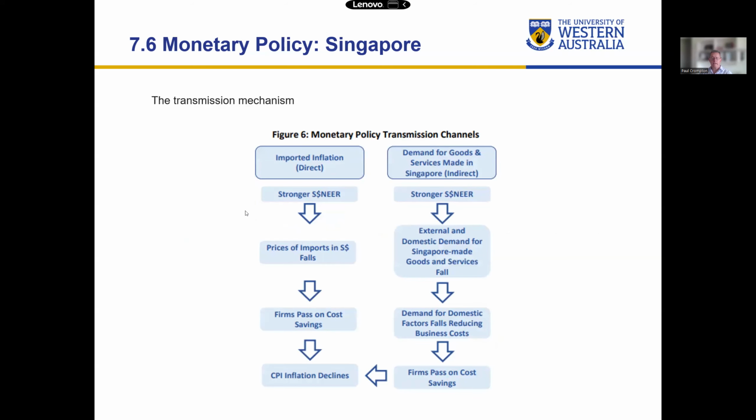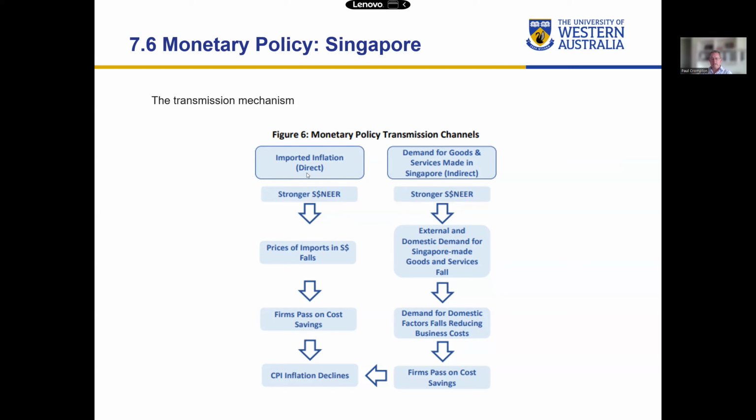And then this final slide for topic 7, what this is showing is the ways in which changes in the exchange rate in Singapore affect the inflation rate. So there's two channels. The first, and what we've got here is S dollar sign NER, the nominal effective exchange rate. Now, don't worry about what that is. Just think this is a stronger Singaporean exchange rate, so an appreciation.